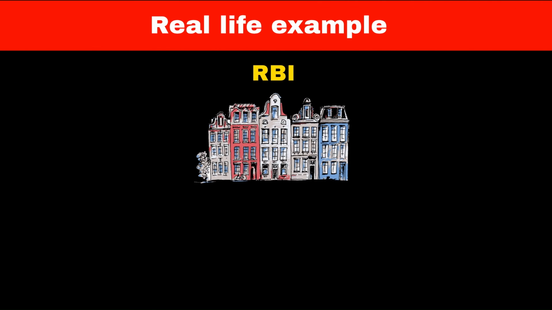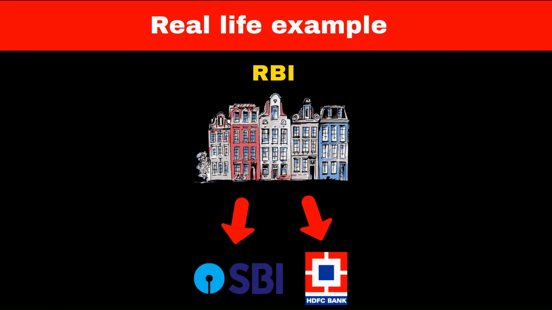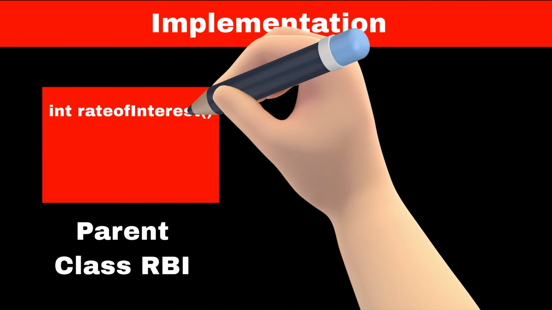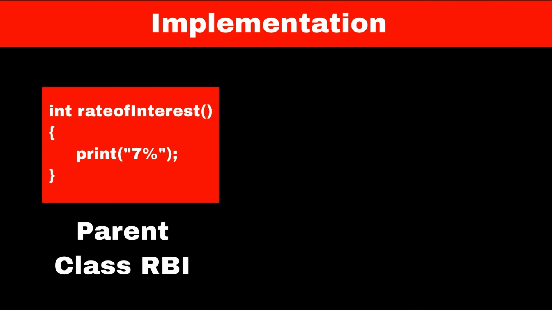Consider the example of a banking system. RBI and our government have defined some rules for the banking system, like every bank should give interest to all the users on their money. And all other banks like SBI and HDFC have the freedom to decide how much interest they want to give. So to implement the banking system, we will create a parent class called RBI and will define a rate of interest method in it, which will print 7% as the rate of interest, which is a generic guideline that RBI gives to all banks. But banks can change the rate of interest based on their strategy.